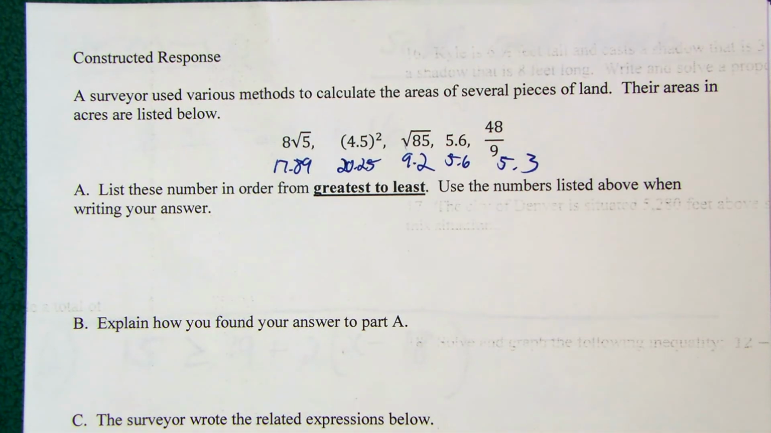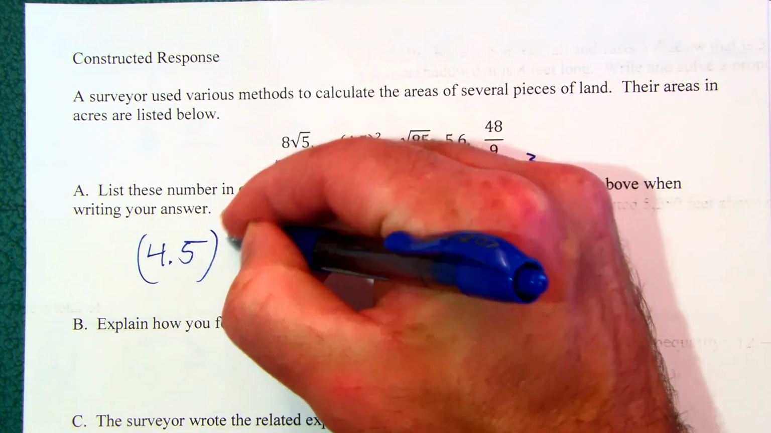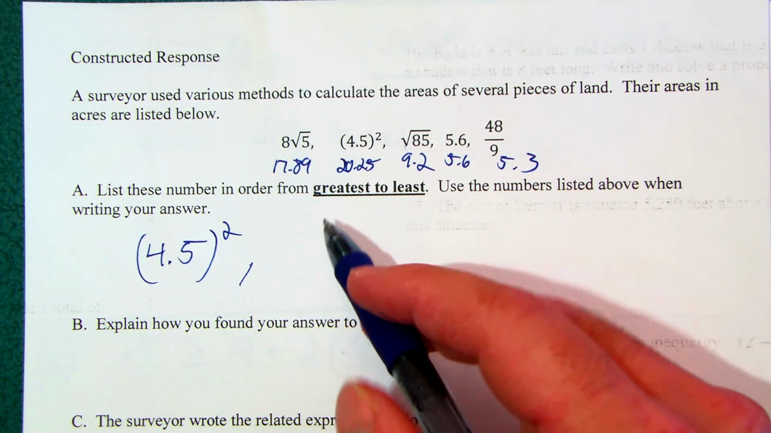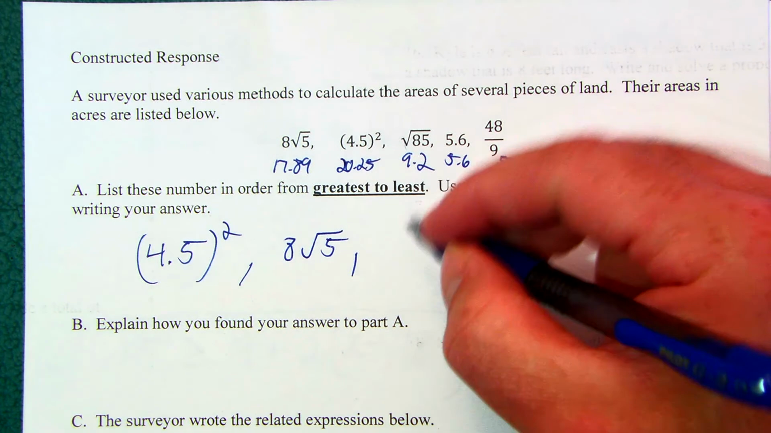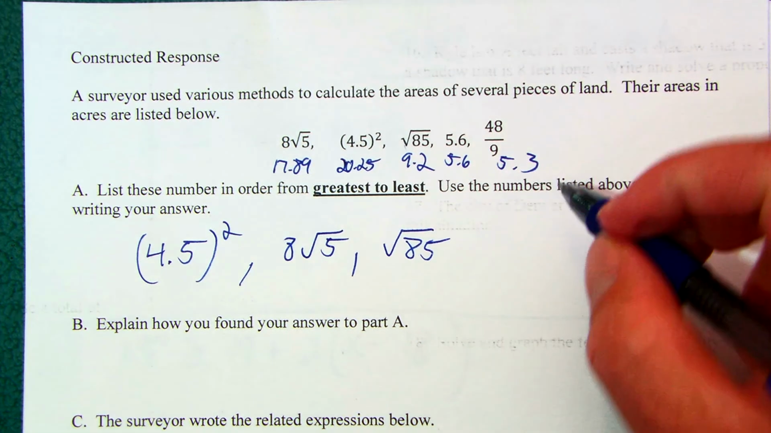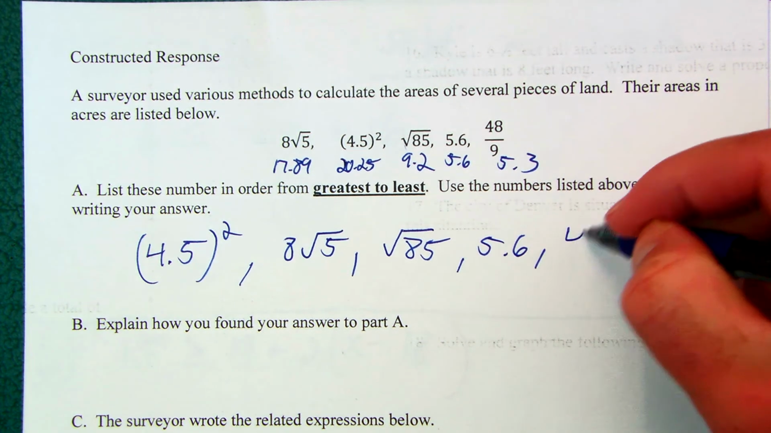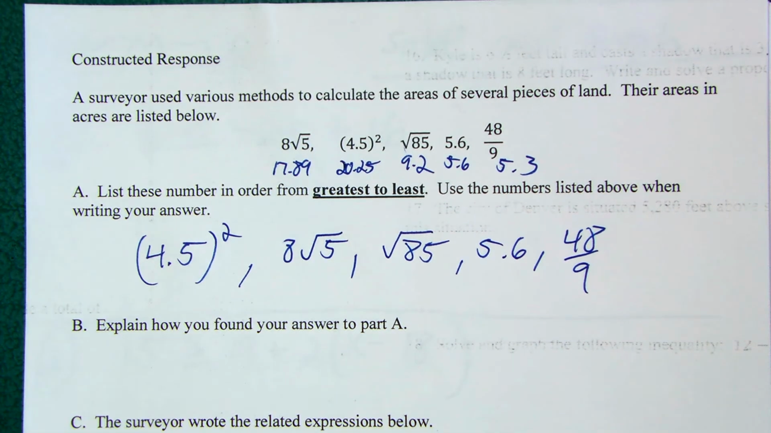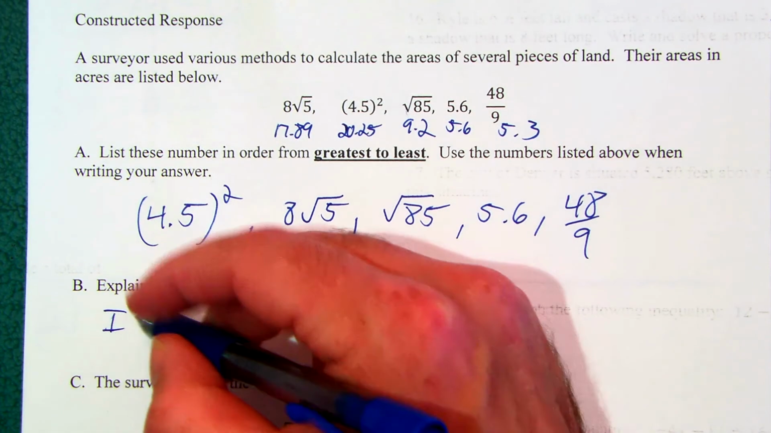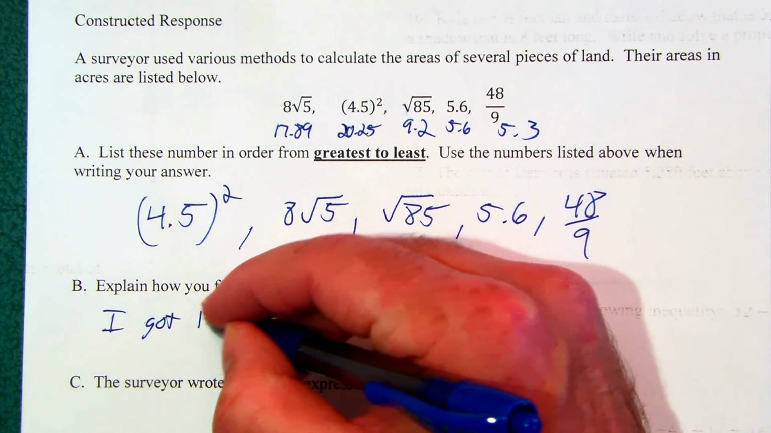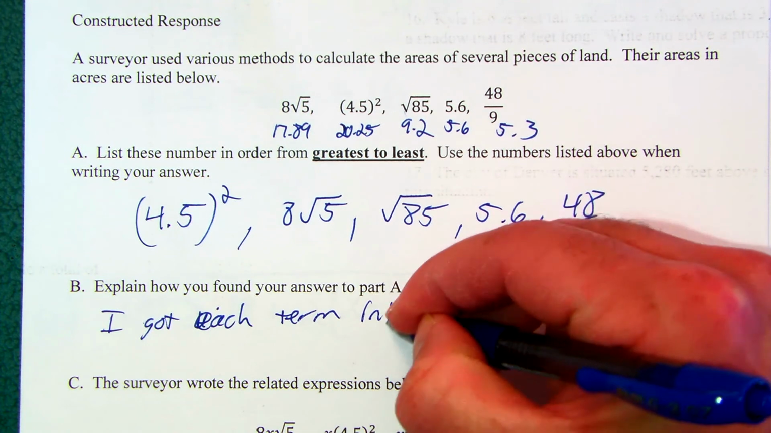So we want to go greatest to least. So my largest number there is the 4.5 squared. Then we got the 17, so 8 root 5. And then we got the 9.2, so it's a square root of 85. Then we go 5.6, and then the 48 divided by 9. So kind of just a calculator problem there, getting decimals and comparing them. Explain how you find your answer in part A. So I got each term into decimal form.